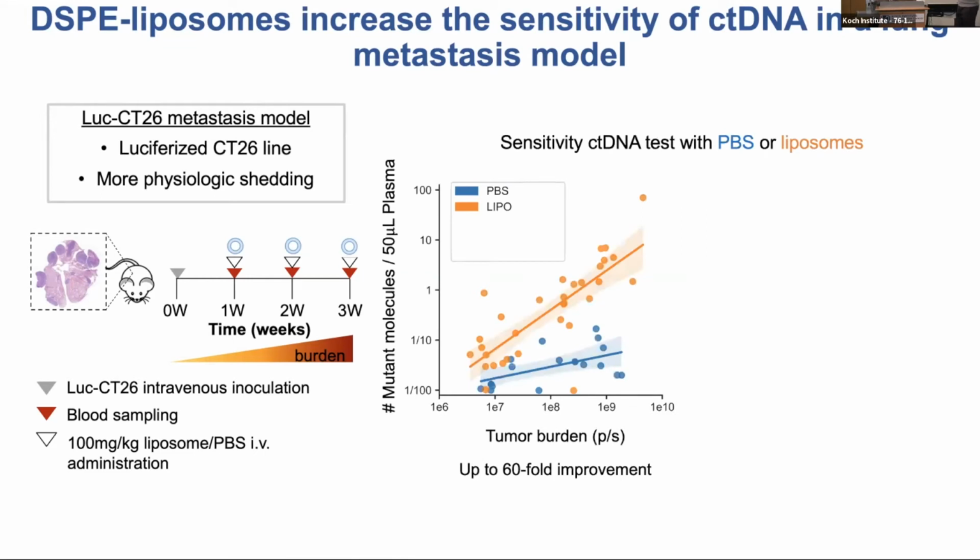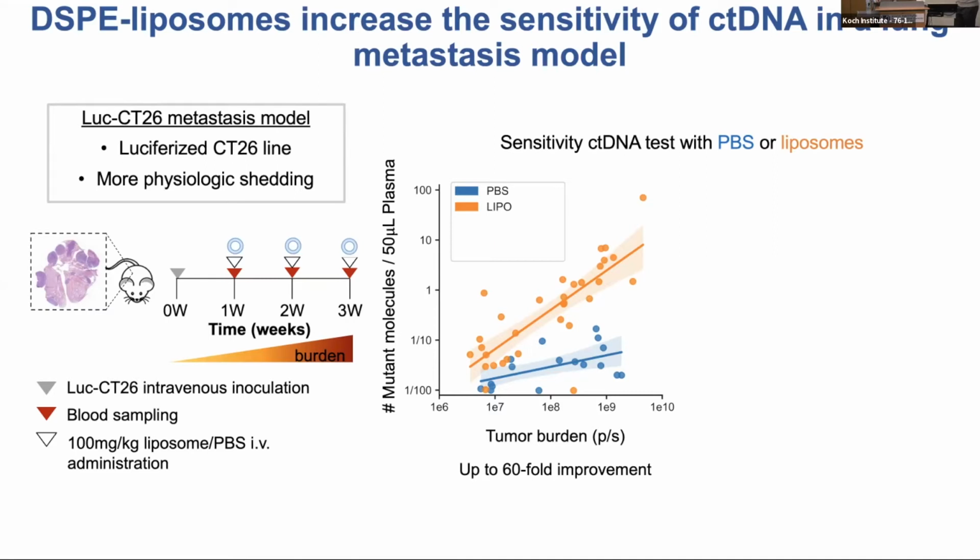And excitingly, what we were able to show is that across really all stages of tumor progression, liposome treatment, here shown in orange, improved our ability to detect mutations in this model relative to the blue PBS control. And this improvement was up to 60-fold in our latest time point, the 3rd week time point.